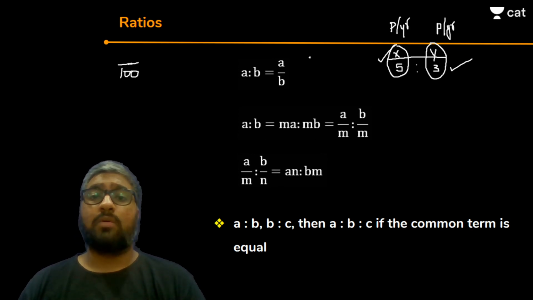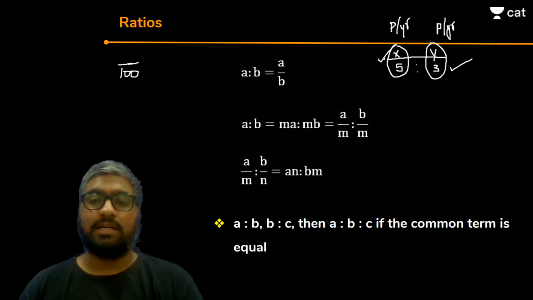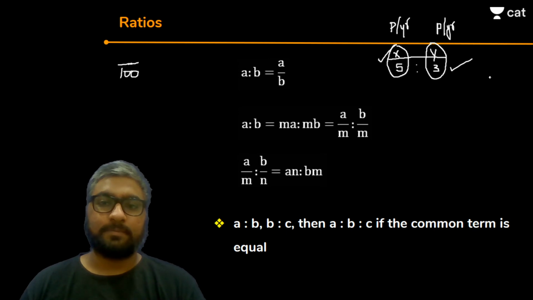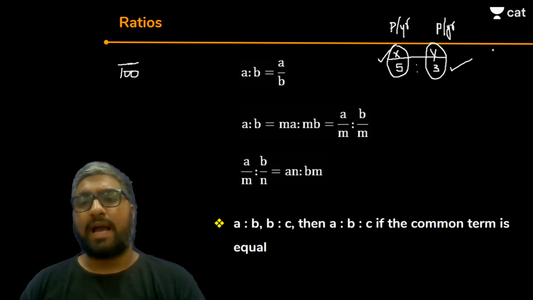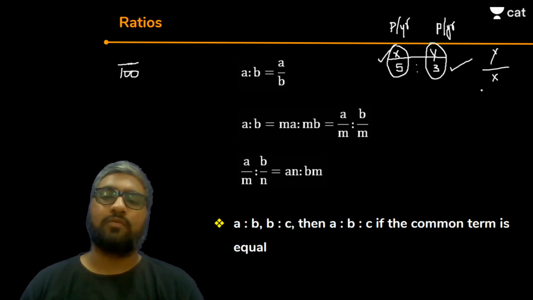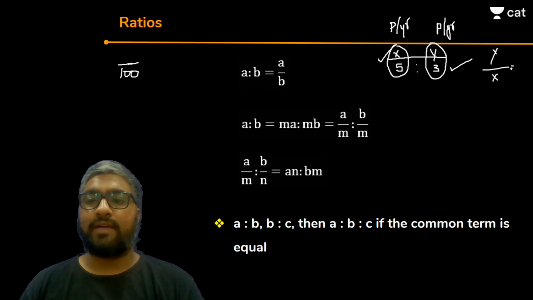Now when I say A is to B, or X is to Y, in this case 5 is to 3, what do I mean? I basically mean that the profit of X that year over the profit of Y that year will be 5 by 3. Or the other way around, the profit of company Y that year over the profit of company X that year would be what? 3 by 5, which is how much?